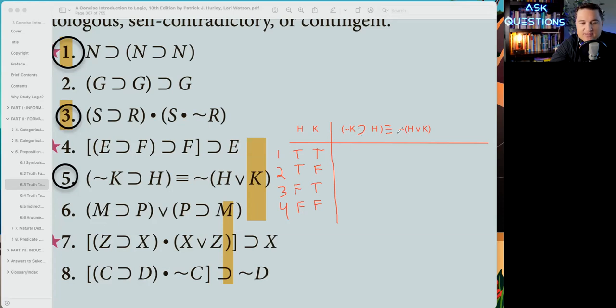What's the main connective here? Well, it's not this horseshoe or this negation. It is this triple bar. Now, a lot of times it's in the middle of the statement, but not always. If you put brackets around all these and negate it, it could be out in front. So we care about the truth values underneath this triple bar. And in row 1, all the H's are true.